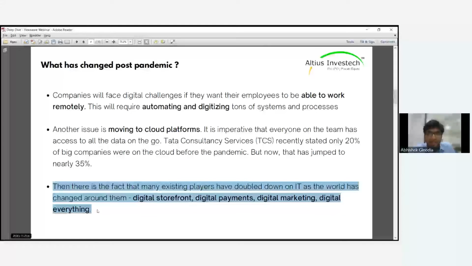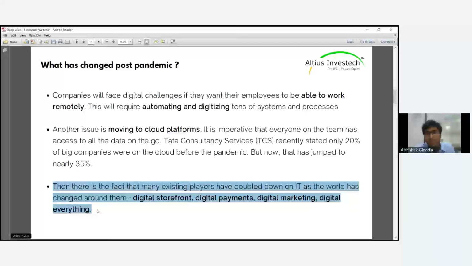People are not traveling, therefore they are digitizing the entire discussion experience. They are giving their clients an entire digitized tool wherein whatever activity was earlier done physically is now done digitally. So these are the three large buckets in which we feel there is going to be immense growth and there is going to be a natural tailwind which companies can exploit.